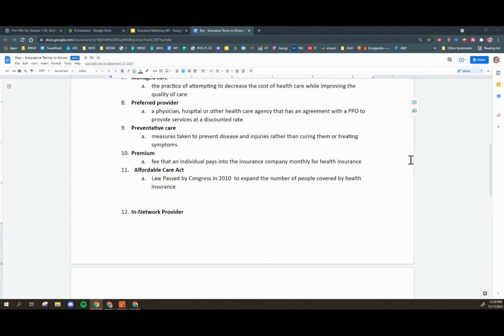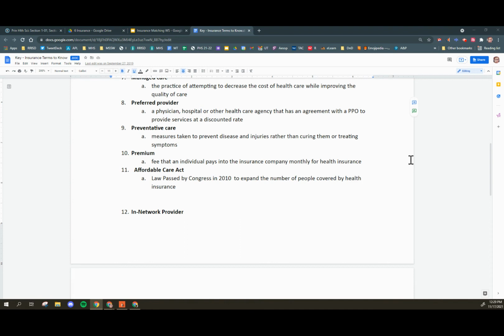Preventative care. These are measures taken to prevent disease and injuries rather than curing them or treating the symptoms. If you can prevent something from happening, this is much better than letting a problem develop or an illness develop and having to treat it afterwards.